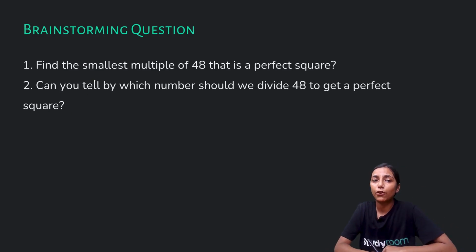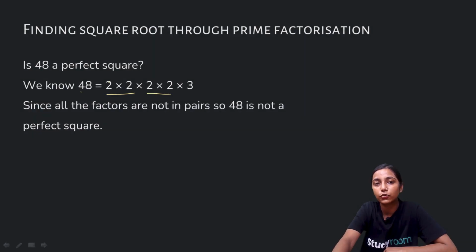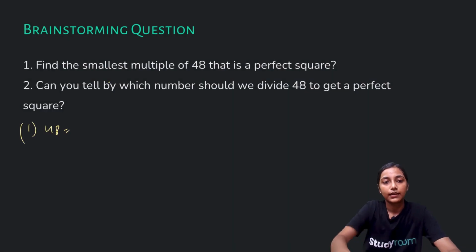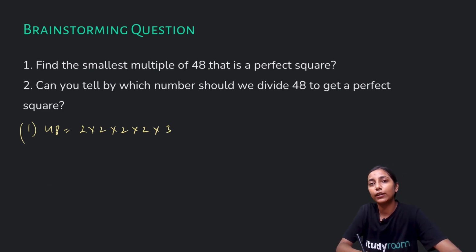Now we have a brainstorming question, and the first question is: find the smallest multiple of 48 that is a perfect square. In order to solve such questions, we are going to use the new method we learned, that is prime factorization. So 48 can be written as 2, 4 times, into 3. We have to find the smallest multiple of 48 that is a perfect square. We know that 48 is not a perfect square because we don't have all the factors in pairs. 3 does not have any pair.